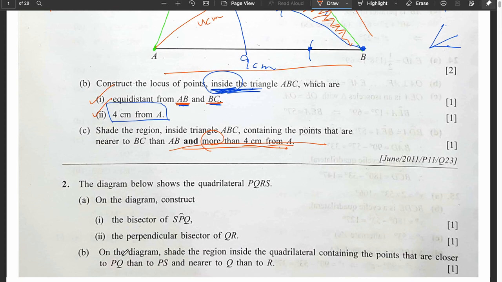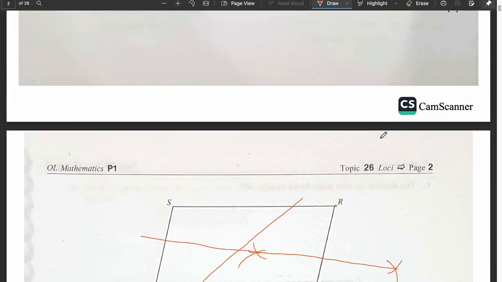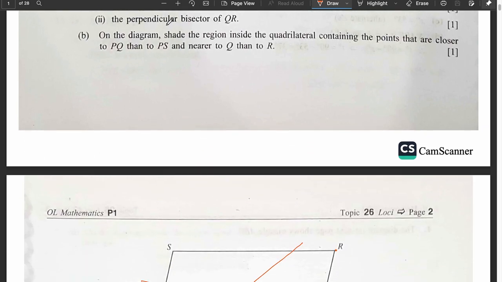Second part says the perpendicular bisector of QR. That's Q, that's R. So placing the needle at Q, open your compass more than half and draw the arc on both sides. Then place your needle at R, draw the arc on both sides. Now make sure you draw the line so it cuts the entire diagram and not just like this. So it should cut on the other side as well.